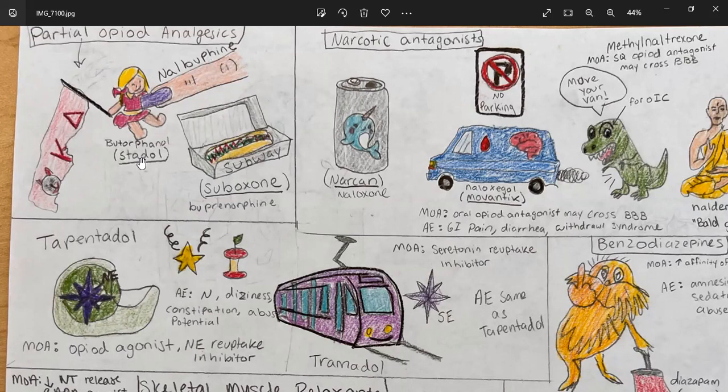buprenorphine. And anyway, so these are partial opioid analgesics. So we have part of a sorority flag here. And again, your receptors are your mu, your kappa, and your delta.